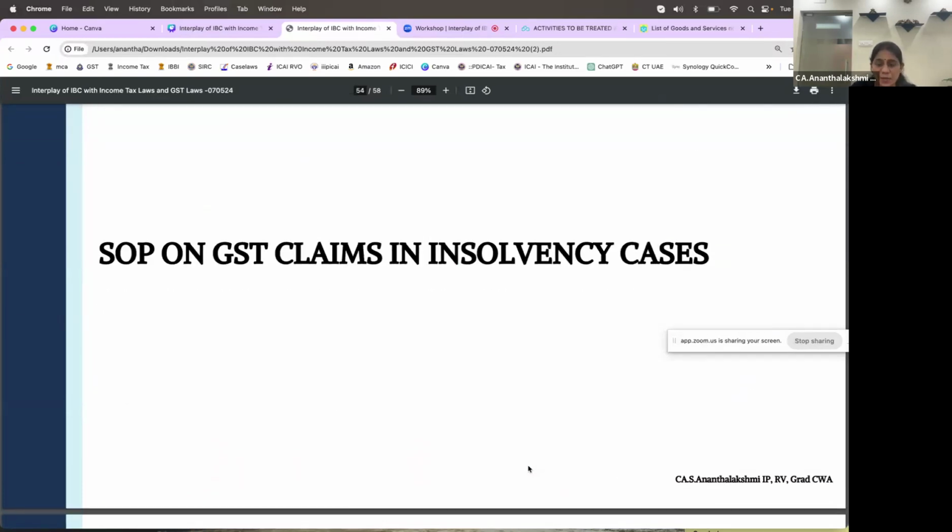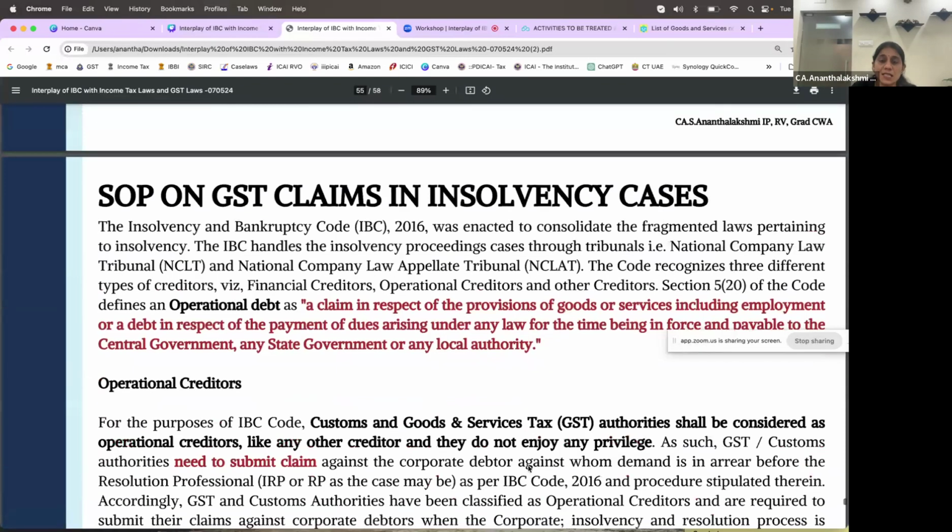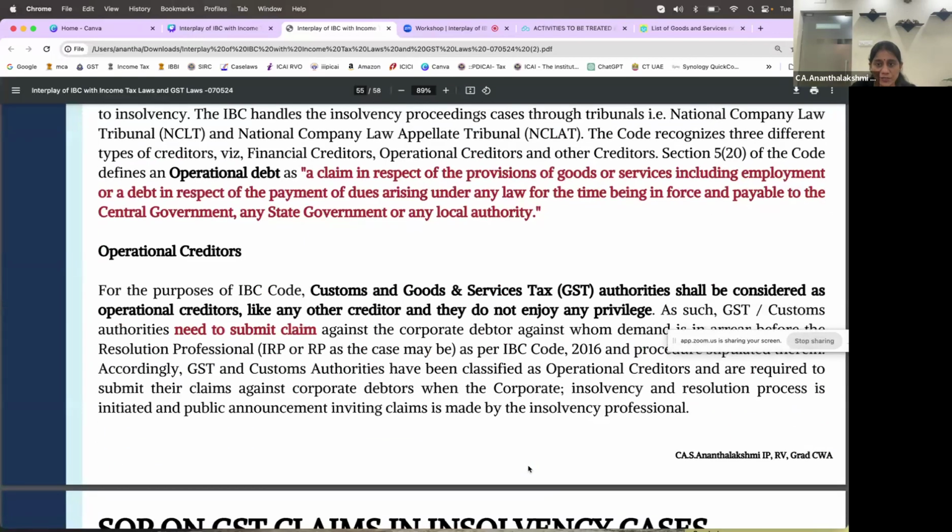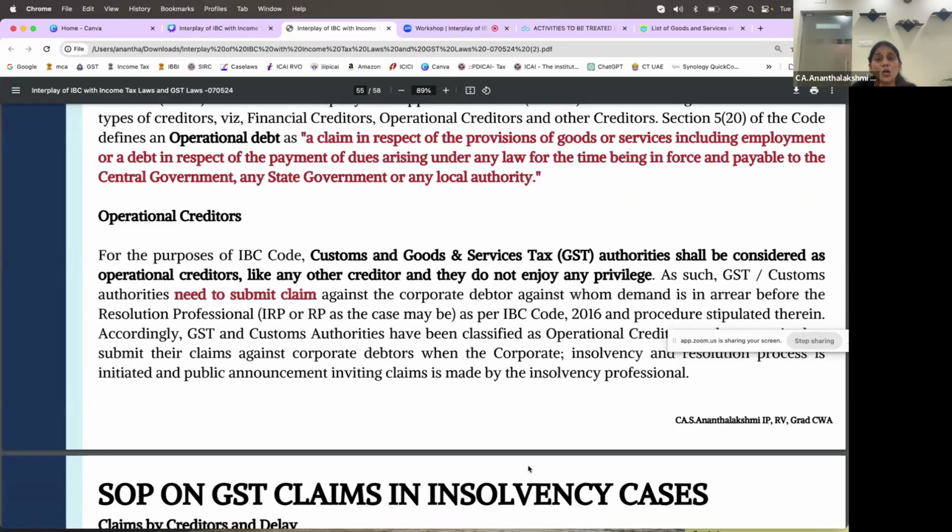Okay, this is another thing: SOP on GST claims in insolvency cases. In this case, they have given standard operating procedures. What the standard operating procedure refers to here is that even if the government, the GST department, fails to submit their claims, later they will raise an issue. It is not that they have missed it. We know we are right, but then also they will be issuing notice to us. We have to respond. When we do not, they will not allow us to do the work. We will have unnecessary issues.